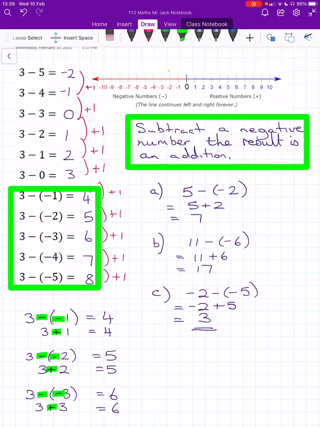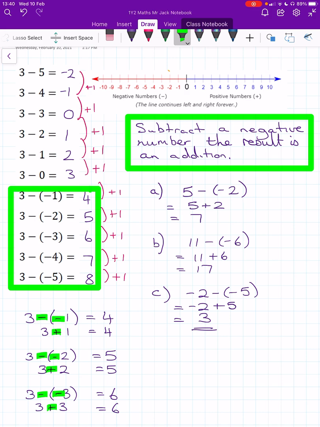So the important thing to remember from this video, just like last time, is this bit here. Subtracting a negative number will result in an addition sum. That should be enough for you to tackle question 2 and question 3.